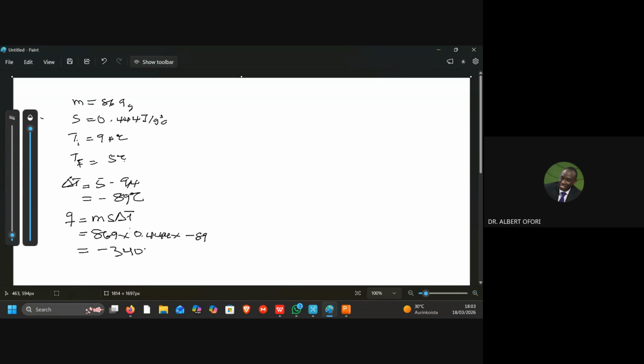So it should be in kilojoules, so we divide by 1,000. Yes, 34.34 kilojoules. So you have to divide the value by 1,000. Approximately 34 kilojoules. Okay, I hope it makes sense.